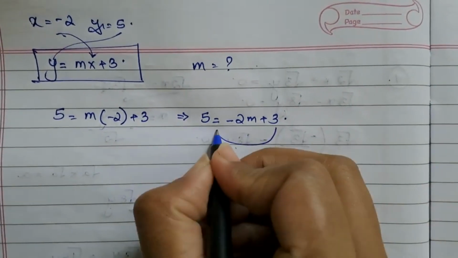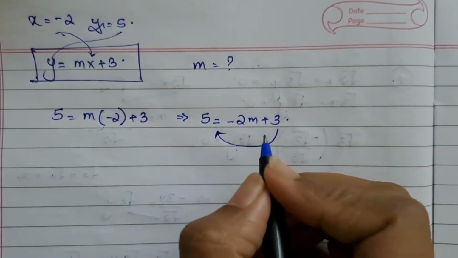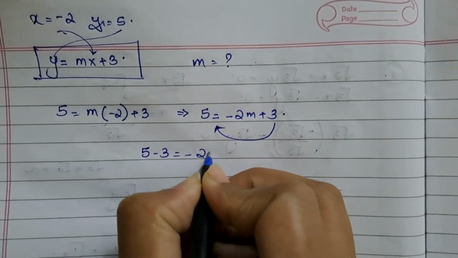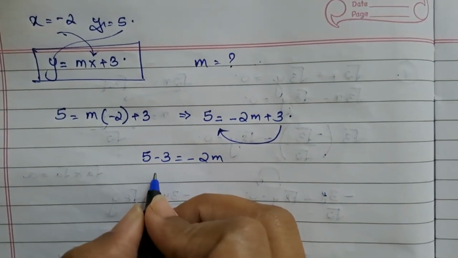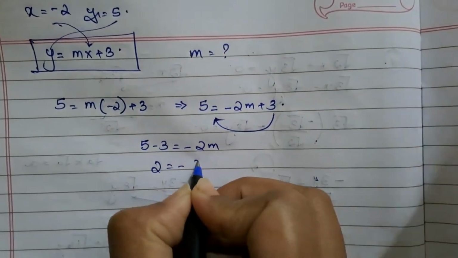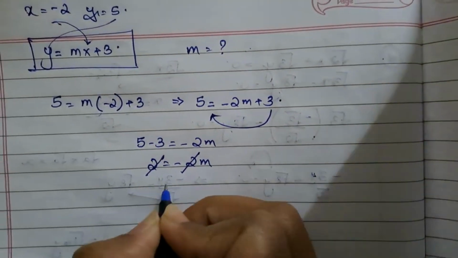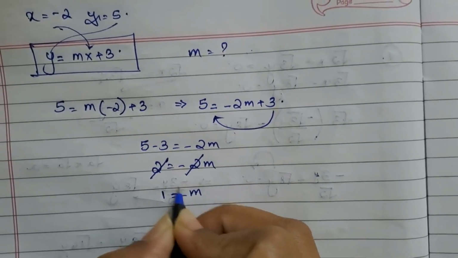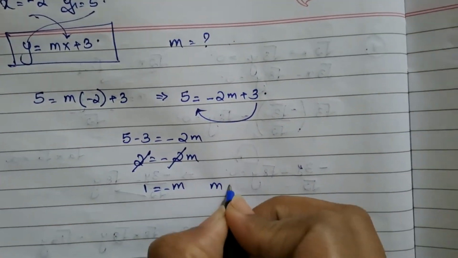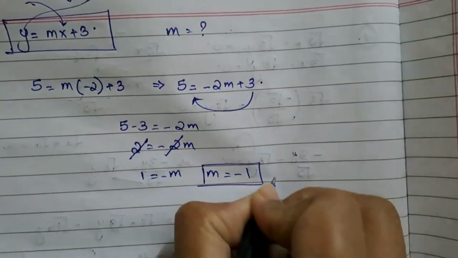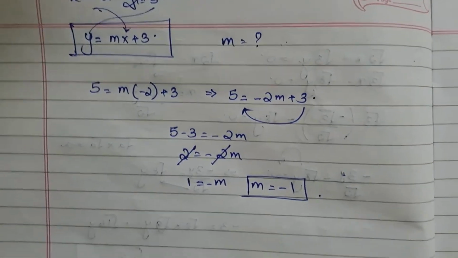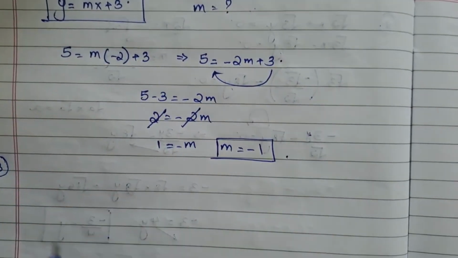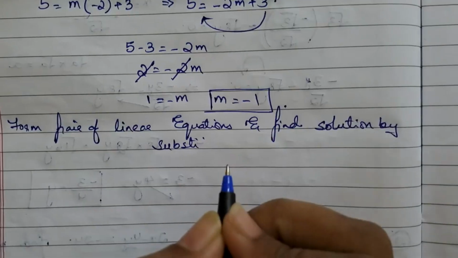Simplifying it, making m the subject, we are going to do here. So 5 minus 3 is equal to minus 2m. That becomes 5 minus 3 is 2, which is equal to minus 2m. This and this get cancelled. You are left with 1 is equal to minus m. So this negative goes towards the other side. Ultimately, m is equal to minus 1. That's how we're going to do these questions. Moving to the third question of the second exercise of pair of linear equations.